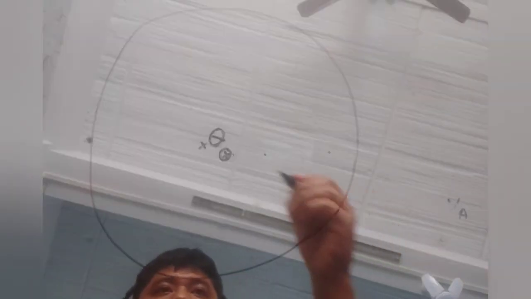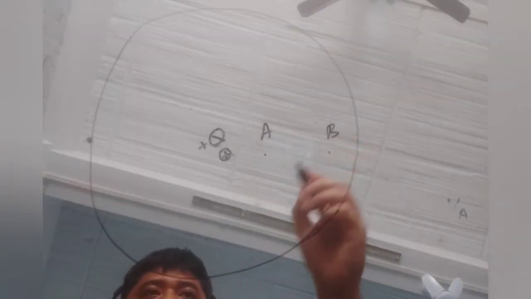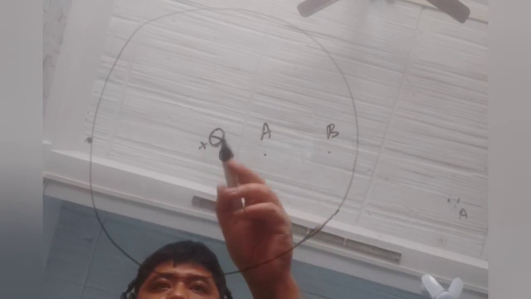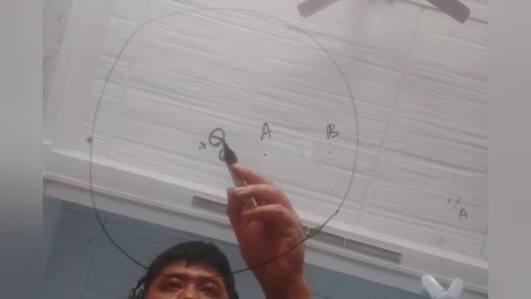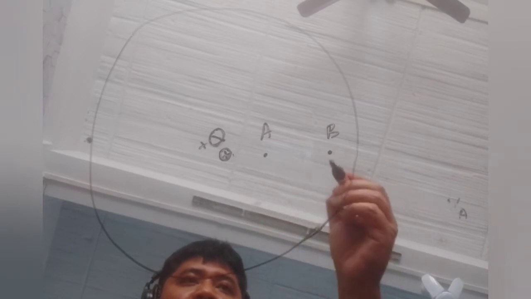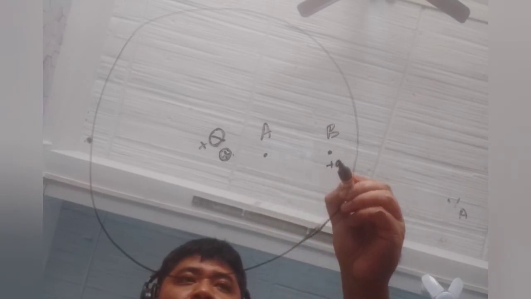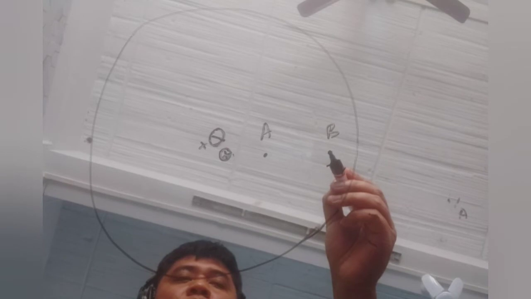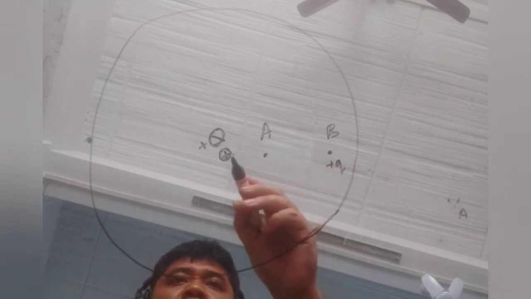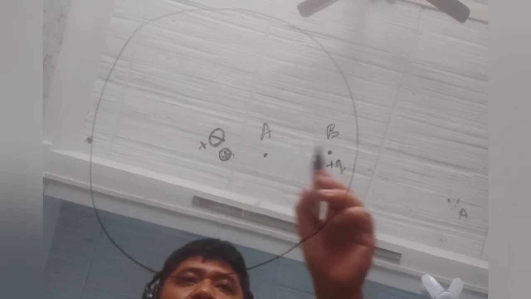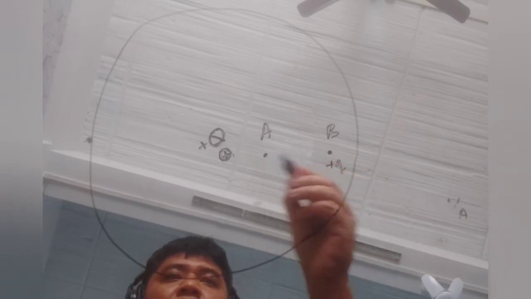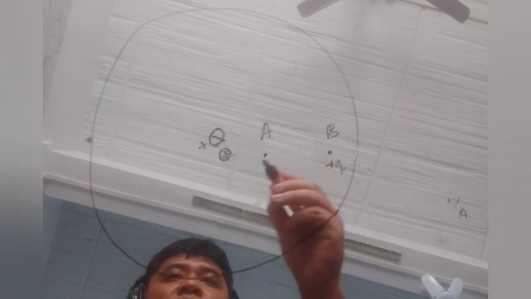Let us consider 2 points A and B such that A is closer to the charge Q. It is a source charge. Here, if we want to move a charge plus Q from B to A, we need to do some work. That work will be done against the electrostatic force, the electrostatic repulsion. It will repel. To move this charge from B to A, work has to be done.